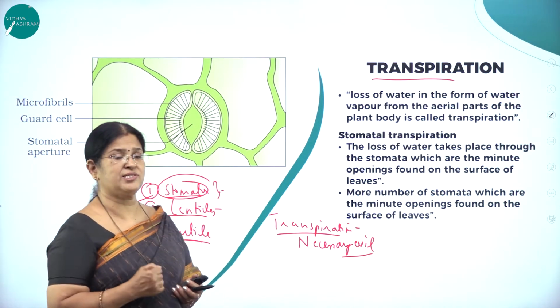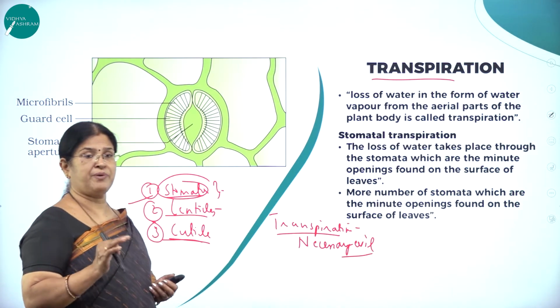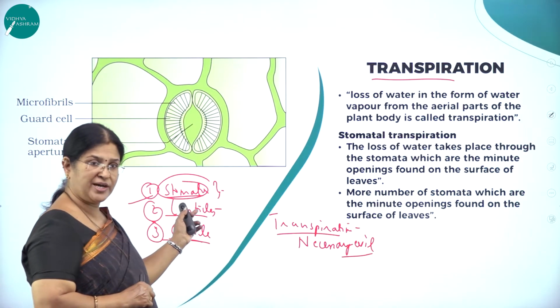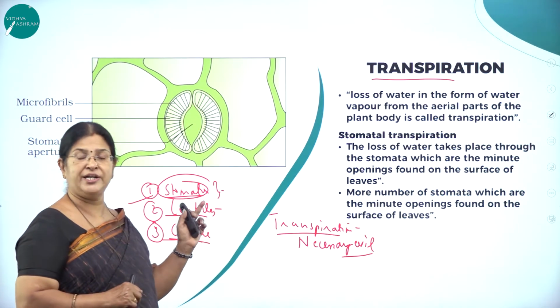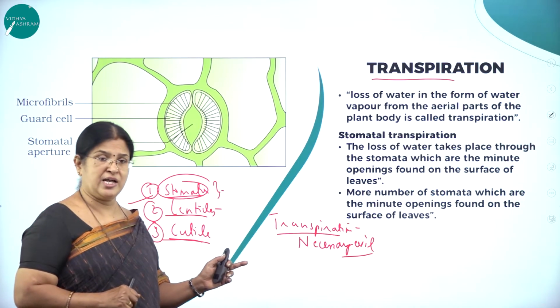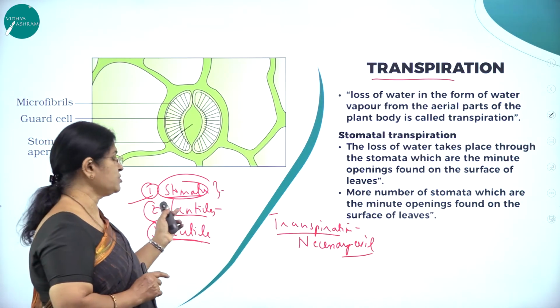So now let us understand what is transpiration. And as I said, transpiration takes place in plants through three very important ways. One is through stomata, which is called stomatal transpiration. One through lenticels, called lenticular transpiration. The other one through cuticle, called cuticular transpiration. But as I said, maximum amount of transpiration takes place through stomata.